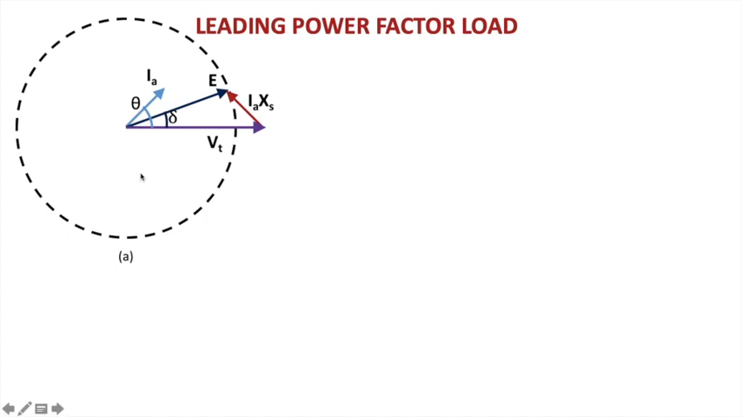Now, this is the case of the leading power factor. When you have a leading power factor, this Ia will be leading the terminal voltage by an angle theta, and because of the leading power factor, the terminal voltage will be more than the induced EMF, because the armature MMF will be additive to the field MMF.